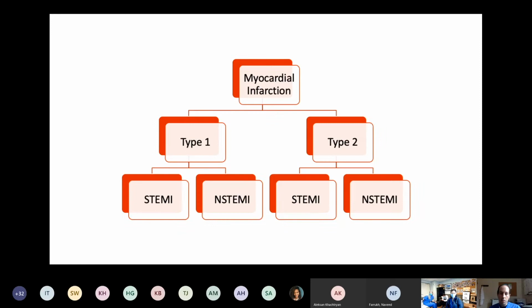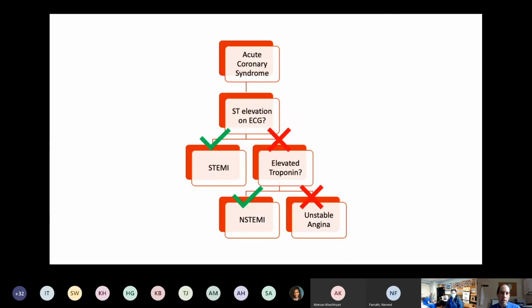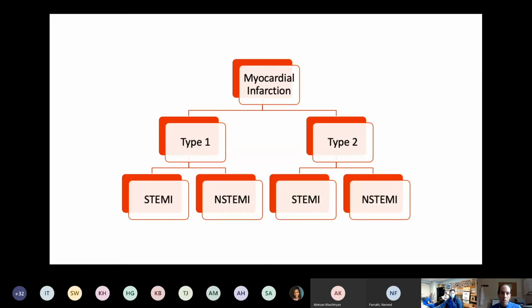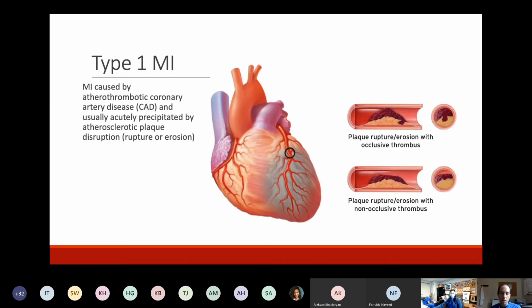But this is a graphic. I want you guys to start thinking about MIs in this context as opposed to just thinking, do they have ST elevations? Yes, it's a STEMI. No, then it's an NSTEMI if they have a positive troponin. So type 1 and type 2 is, again, gone over really clearly in the fourth universal definition of an MI if anybody's confused or wants to read more about it.